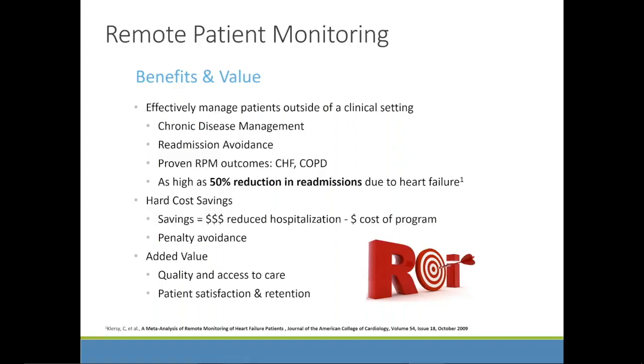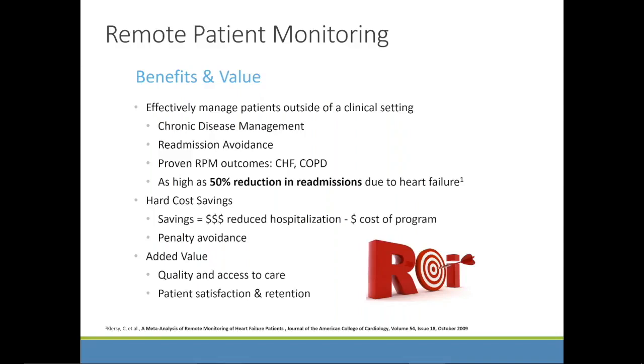is usually very expensive. So your average hospitalization can be over $13,000, sometimes as high as $15,000, depending on where you get your data. But these are expensive hospitalizations, and for relatively low cost, you can run a remote patient monitoring program that can keep those patients out of the hospital and save money.